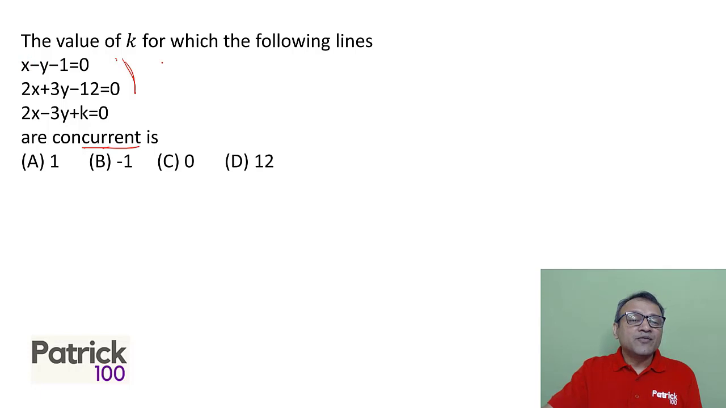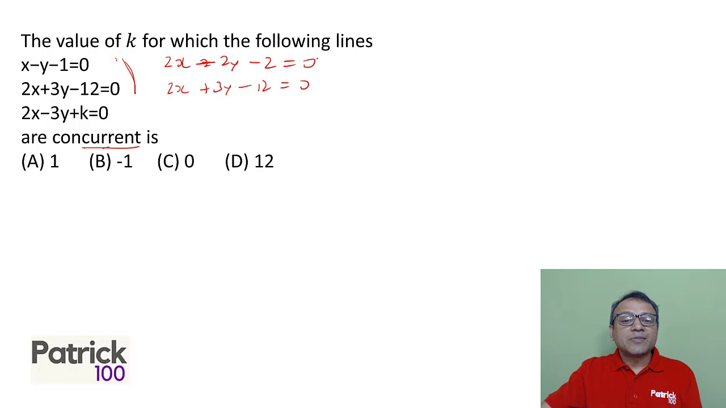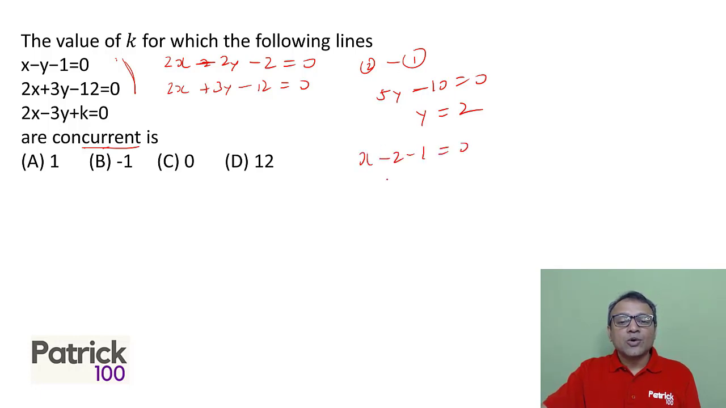Let's say I am multiplying the first equation by 2. So 2x minus 2y minus 2 equals 0. And the second equation is 2x plus 3y minus 12 equals 0. Subtract: second equation minus first equation. x will get cancelled. We get 5y minus 10 equals 0, so y equals 2. The moment you get y equal to 2, put it in one of the equations: x minus 2 minus 1 equals 0. You get x as 3.